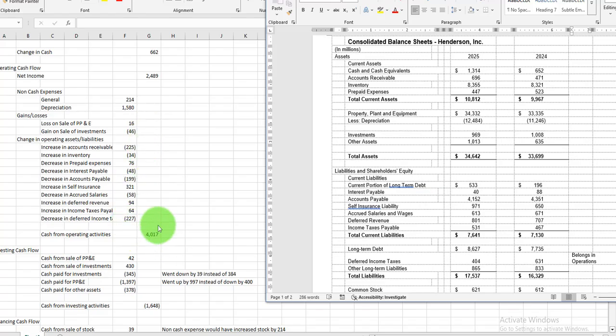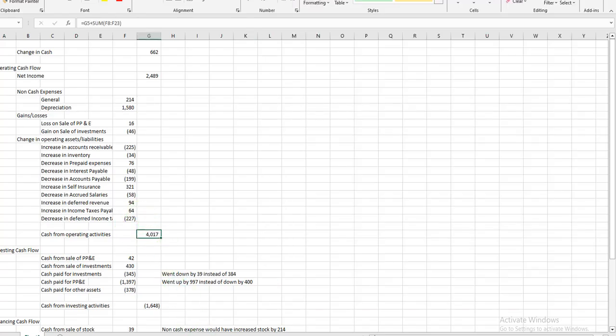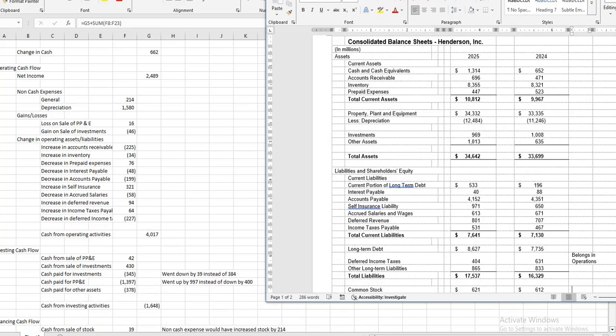So cash from operating activities starts with net income and then includes all of these. Just add them up, because we put the ones that are subtracted in parentheses. So you can just do a sum and you get 4,017. All right, so that's the hardest section. Well, the longest section. 4,017. Now, time to do the investing section.